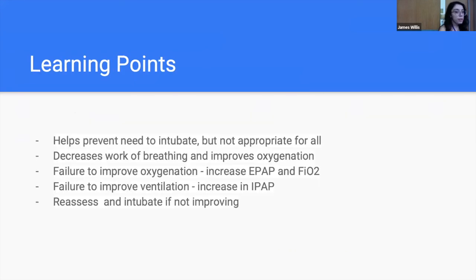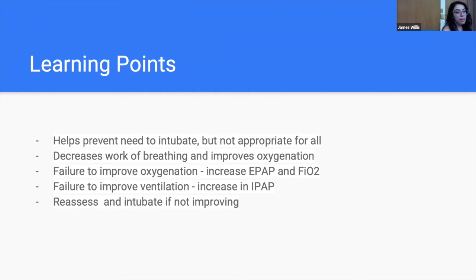So what have we learned today? Basically that BiPAP can help you avoid intubation, but it's not for everybody or every case. It works by improving your work of breathing, improving oxygenation, improving your respiratory mechanics and cardiac function. Then in terms of the settings, if you're trying to improve oxygenation, you're working with your EPAP and your FiO2. If you're trying to improve ventilation, you're working with your IPAP and your driving pressure.